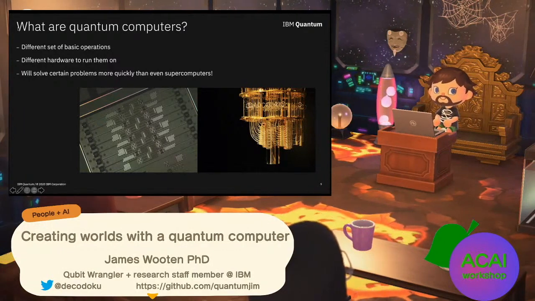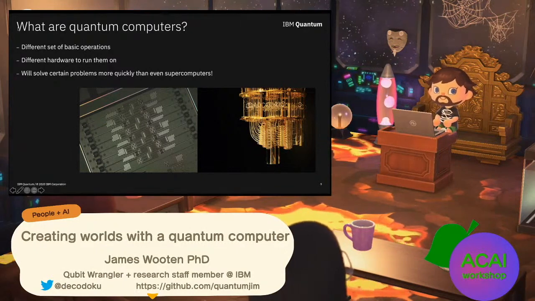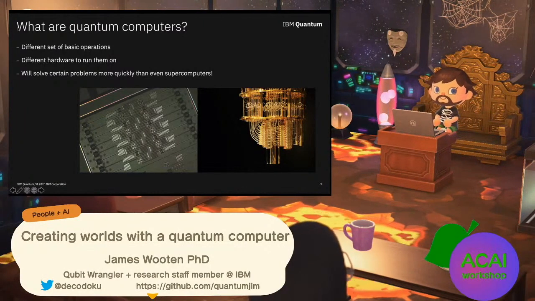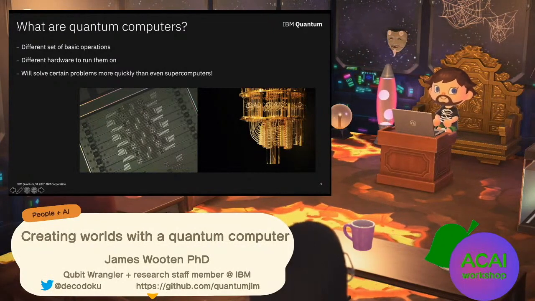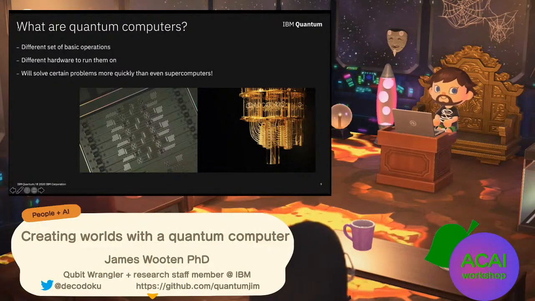Now, we need specific hardware to run this on, but once we do that and we design algorithms using the fact that we can compile them down into this different set of basic operations, then we'll be able to solve certain problems more quickly. It means that something that would take a planet-sized supercomputer the age of the universe, we can do in a much more reasonable time frame, like while a human is actually still alive, for example.